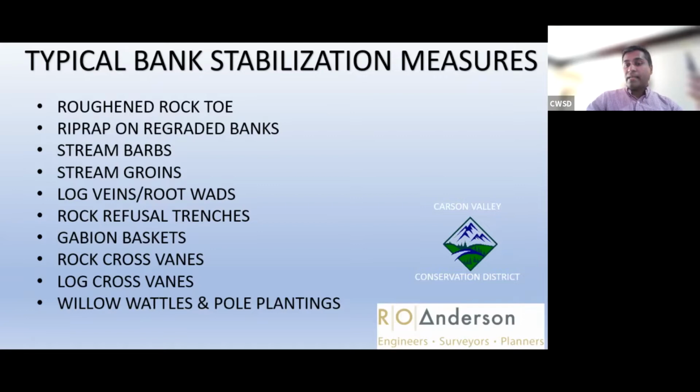So like I said, most of our projects included a lot of riprap that you will see in the slides from here on. But we did manage to sneak in some bioengineering methods. You will see those here in a few slides.